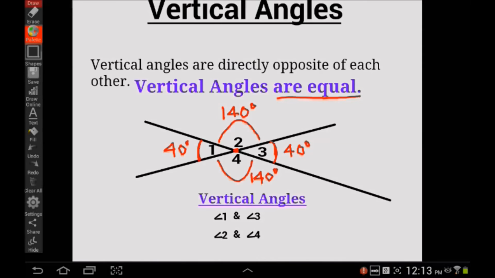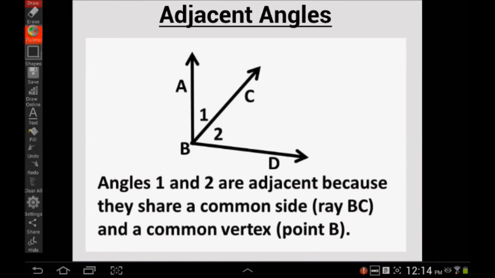If you were to trace it and draw it on top of it, it would be exactly the same measure. Adjacent angles are angles that are basically next to each other. Right here, I have a picture of two angles. Angle 1 and angle 2 are adjacent because they share a common side, which is right here. This is called a ray. So they share that common side, and they share a vertex, and they're right next to each other.